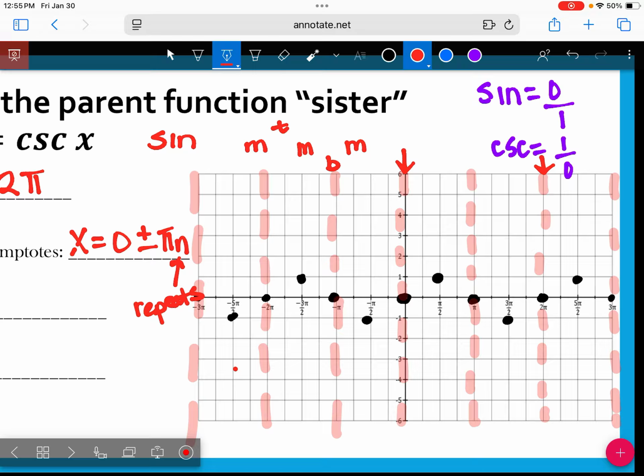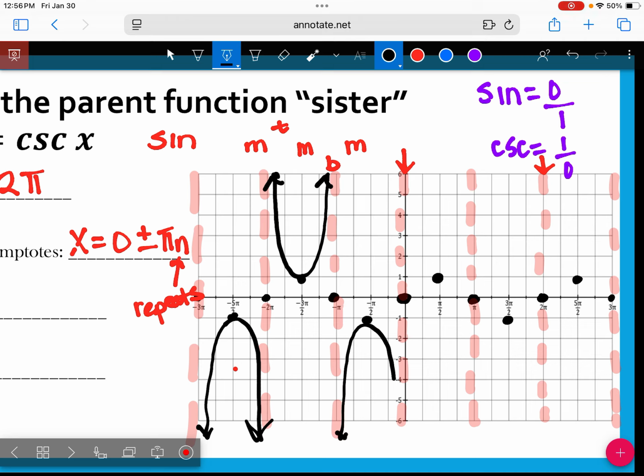Now, with the secant and with the cosecant, every time we're at the top of the wave, which in this example is a 1, we're going to draw a smile. Whenever we're at the bottom of the wave, which in this example is -1, we have a frown. So let's go ahead and draw our graphs.